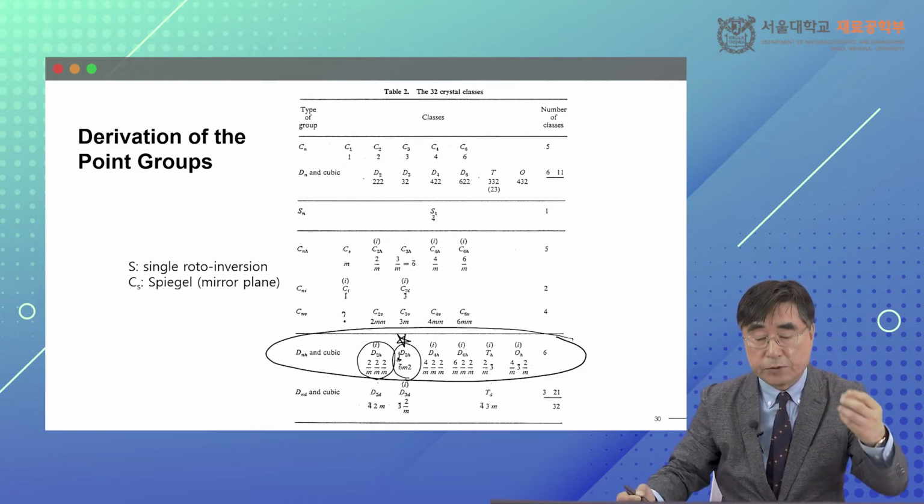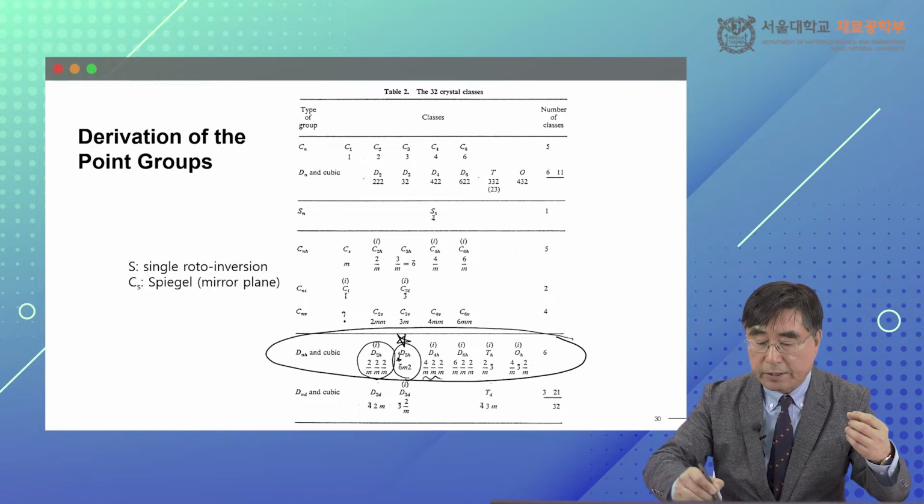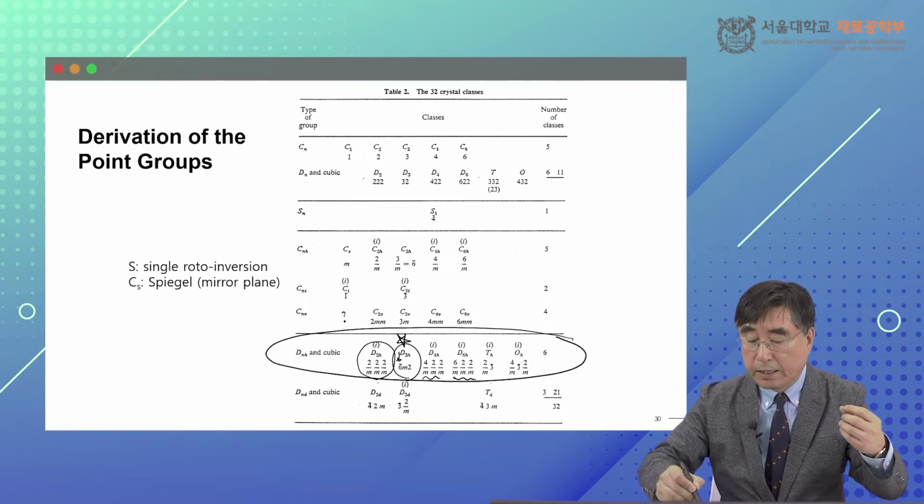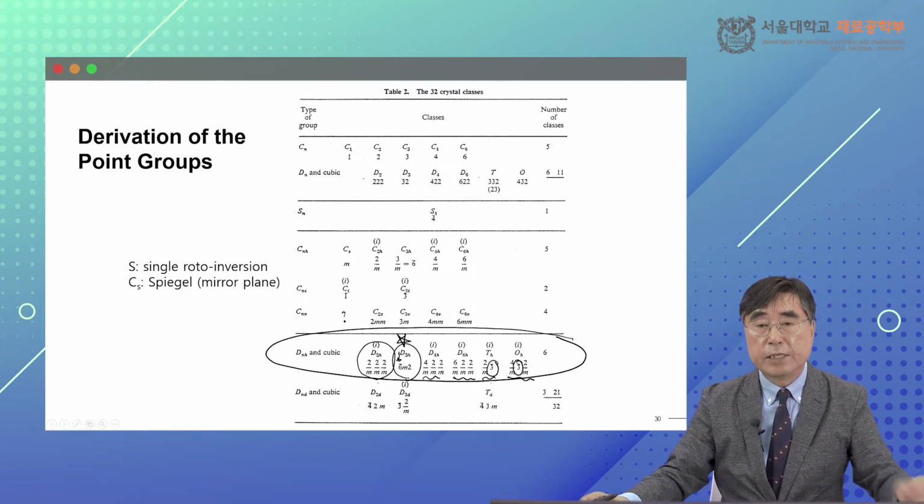This is most difficult to understand. Otherwise, other things are almost the same. And for Th, Oh, again, you have to remember that 3 bar should be written instead of 3-fold.